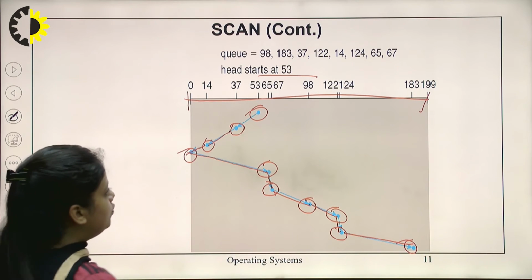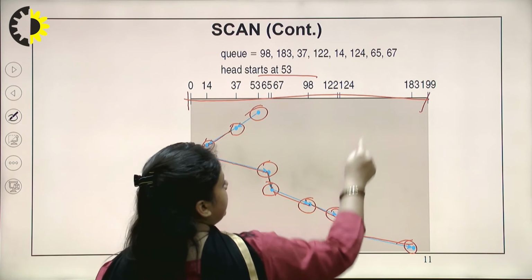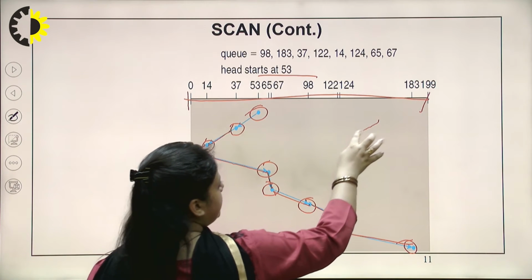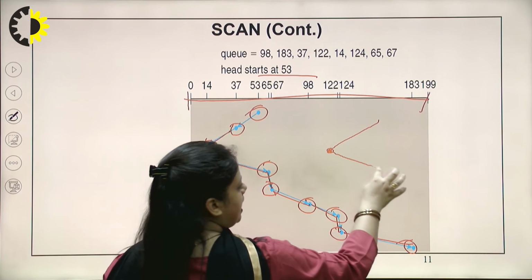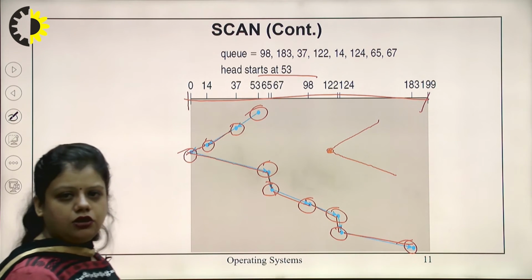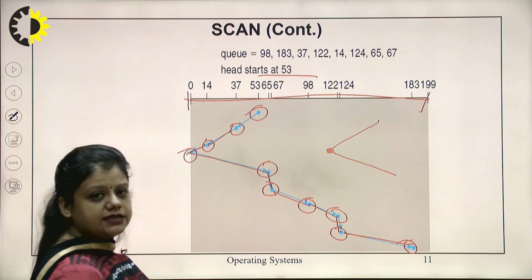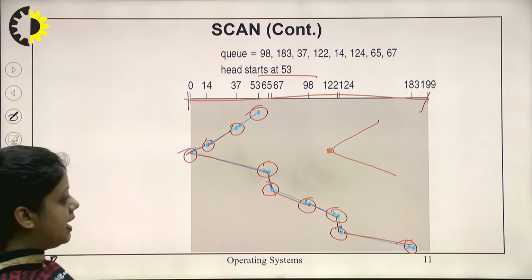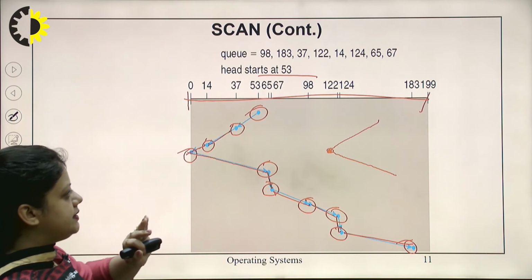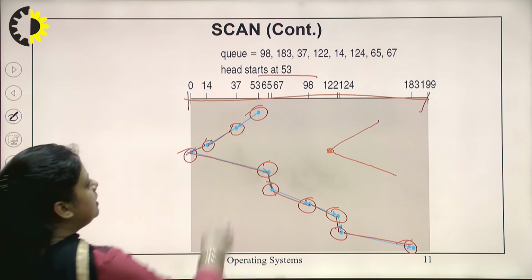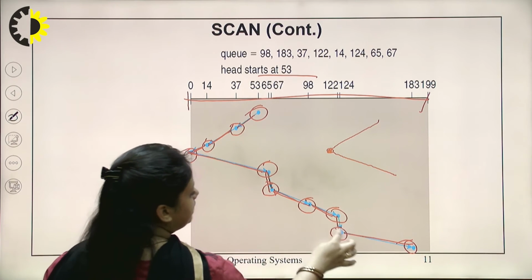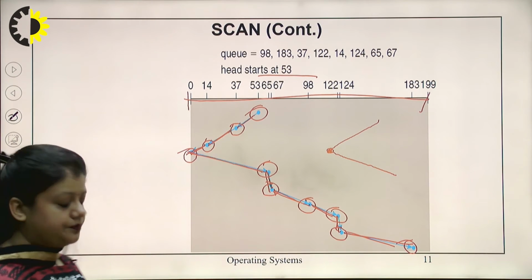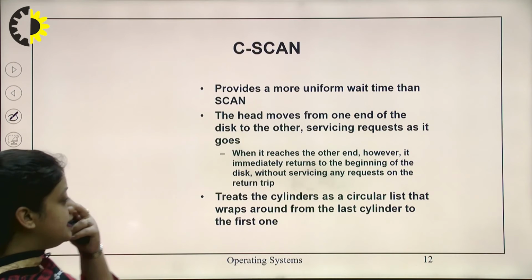So you see the movement here is in the form of a lift. It is going in one direction till it reaches the end. Then it reverses its direction and keeps on servicing the requests on its way. So therefore it is known as an elevator algorithm. So this is how the scan works. And the total head movement will be the sum of all these distances, as we have calculated in our previous example.